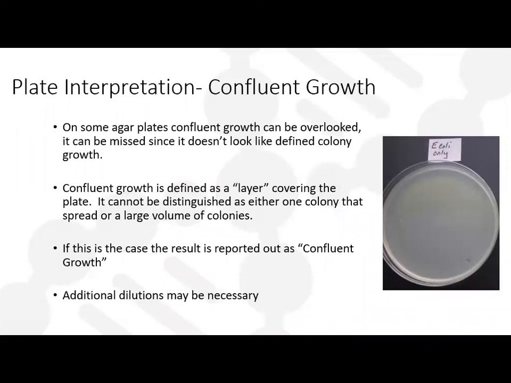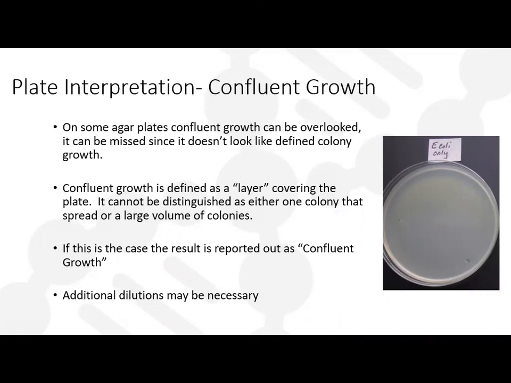Another plate situation you could run into is confluent growth. On some agar plates, confluent growth can be overlooked. It can be missed because sometimes it doesn't look like defined colony growth. The plate on the right looks pretty uniform, but is actually a layer covering the plate. In this case, it's E.